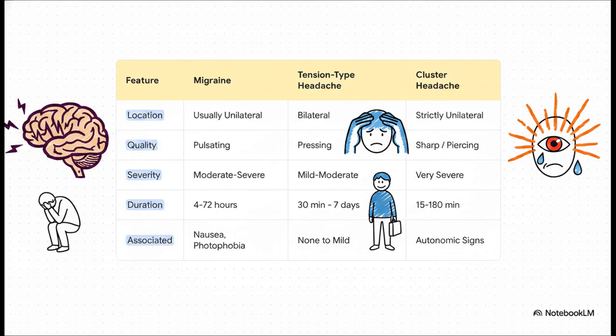Notice the differences. Your migraine patient probably wants to go lie down in a dark, quiet room because the pulsating pain, the light, and the sound are just too much. Contrast that with a tension-type headache. That patient might describe it as a tight band around their head, but they can often still function and go to work. And then you have cluster headaches.